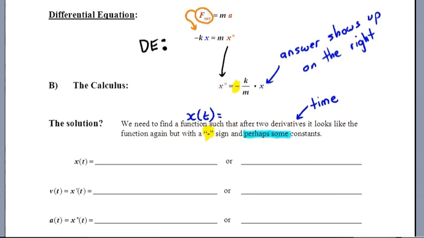I'm not going to be bothered if some constants show up as well, because the physics says that, yeah, there might be some constants in there. So just thinking about the calculus, something you can take two derivatives of, and then you'd be right back where you started, but you'd have a minus sign by then, and maybe some constants. And the answer is cosine does that, and so does sine.